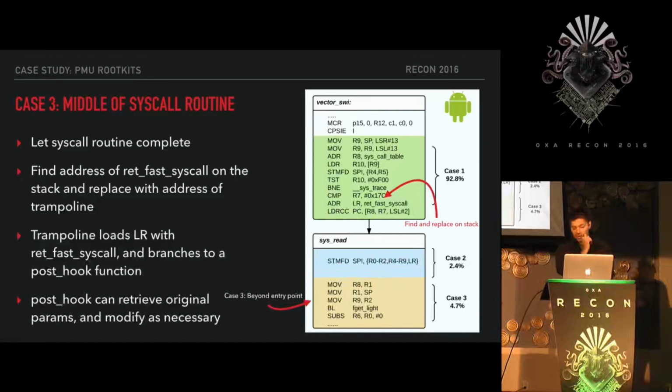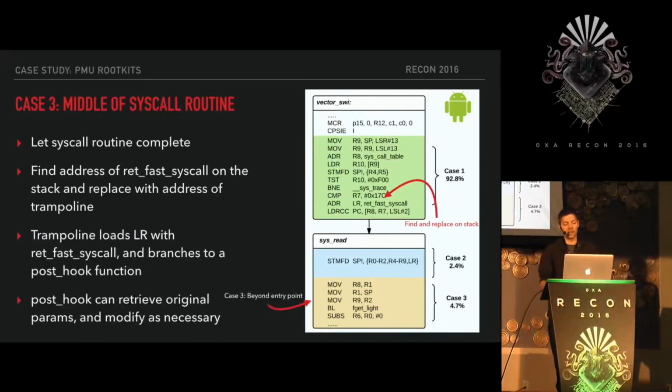So then the final case, which is the most challenging, is we're some point in the middle of sysread, or past the entry point. So how do we deal with this? I chose to implement it by allowing the syscall routine to complete and then hooking it after it was done. We see up here that retfast syscall is being pushed onto the stack. So I grab the saved stack pointer and I walk backwards until I find retfast syscall, and then I replace that with a trampoline address.